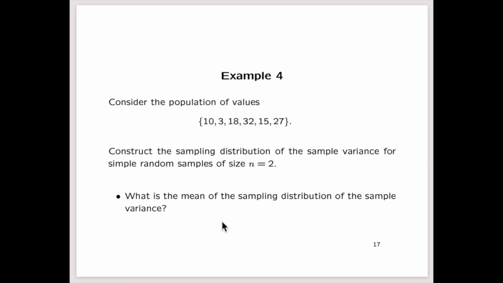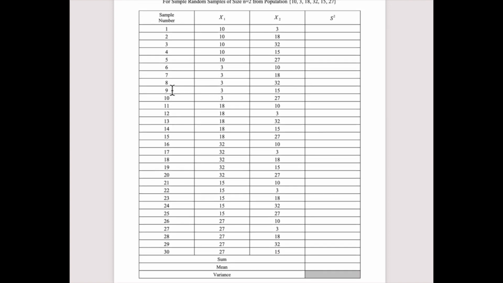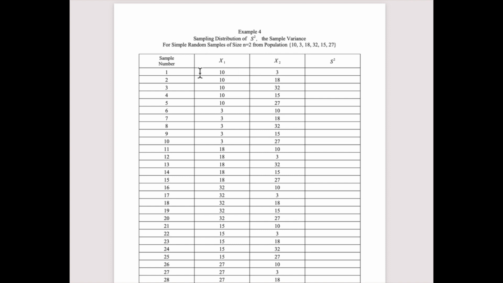To do this, we're going to use the same approach that we used in previous examples, where we were looking at the sampling distribution of the sample mean. In this case, we're looking at the sampling distribution of the sample variance, but the same approach and technique can be used. With that in mind, I have another template here containing all 30 simple random samples of size little n equal to 2.